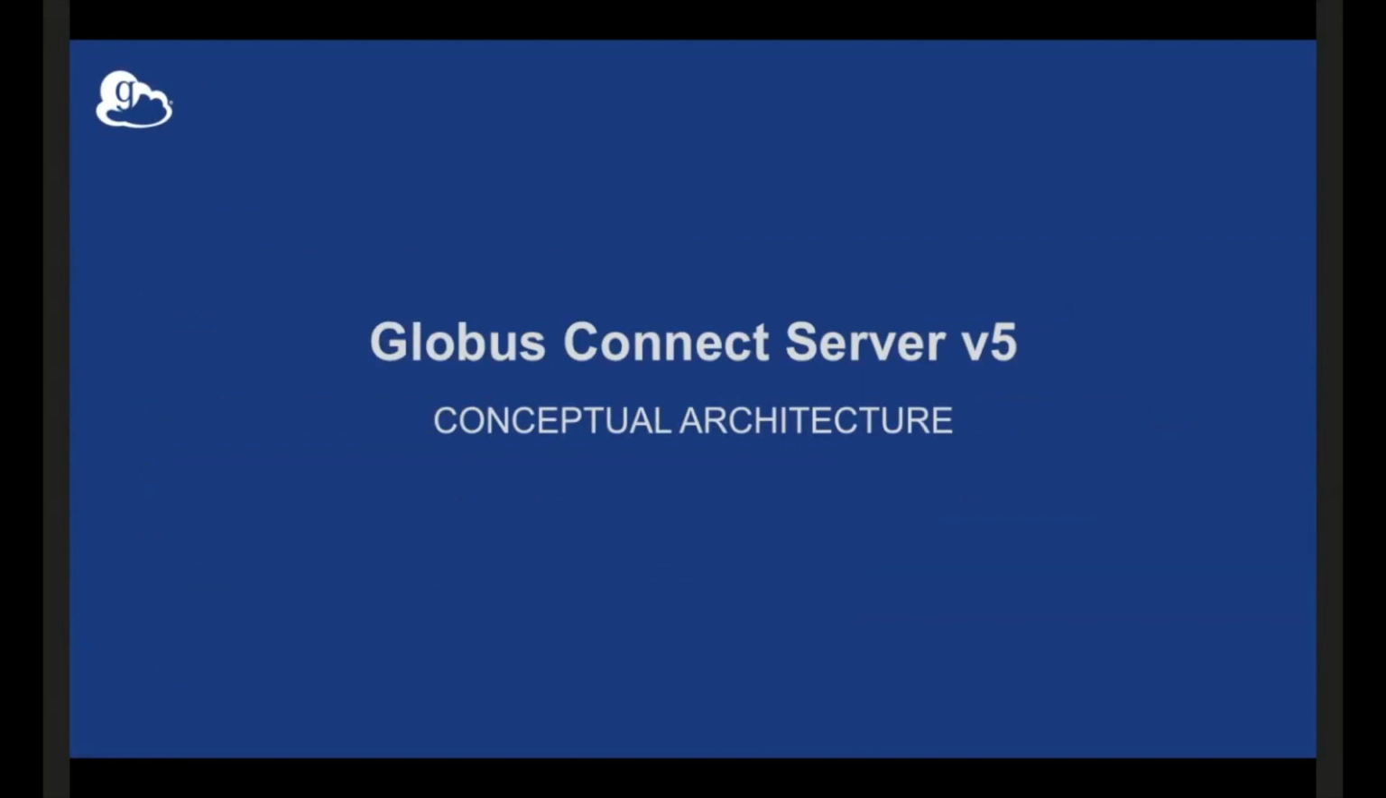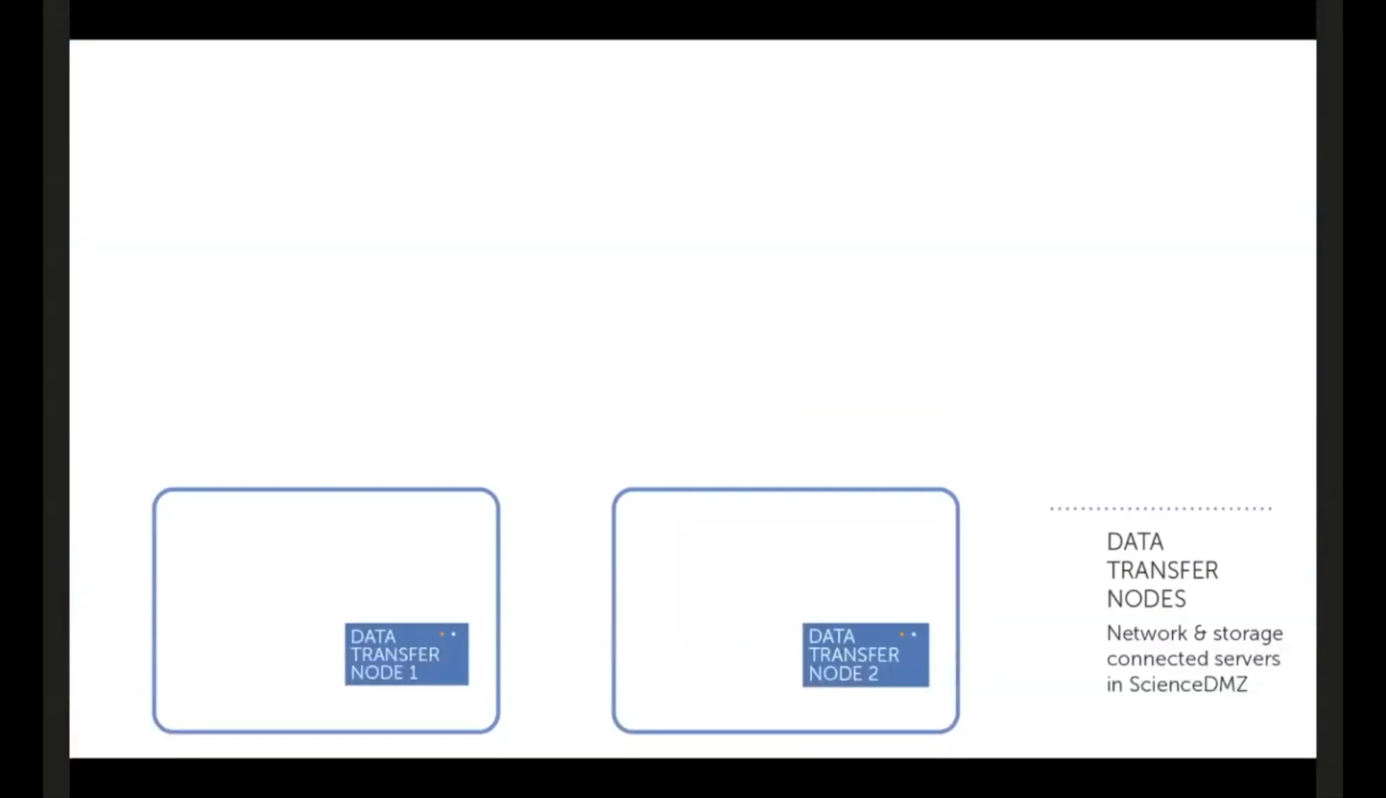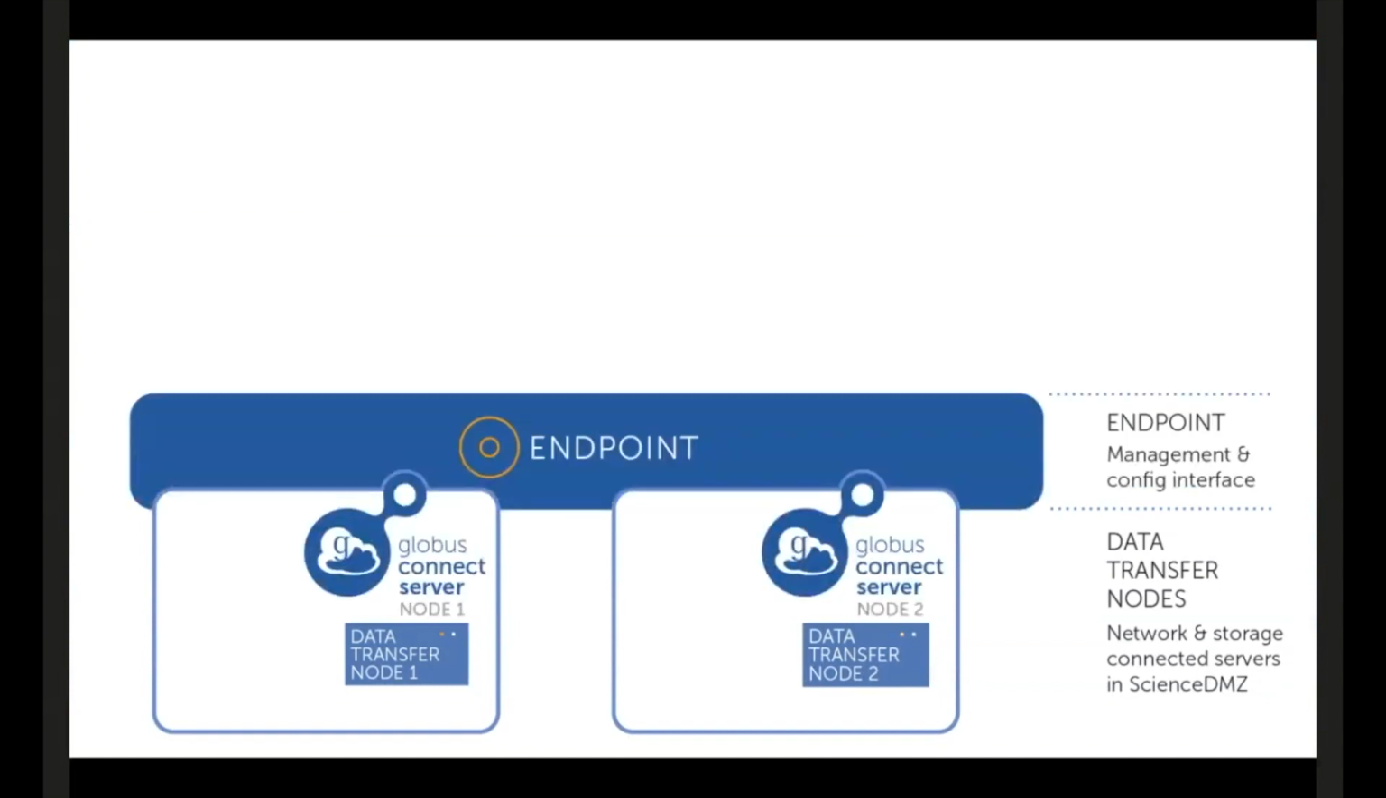So we'll first start with data transfer nodes. So this is a very well understood concept in this community. So we're looking at these servers that are running in the Science DMZ set up for high performance data transfers. So the administrator then installs Globus Connect version 5, so the software, on these nodes, and creates the logical structure, which is the endpoint. So the endpoint can span multiple data transfer nodes and creates the logical view.